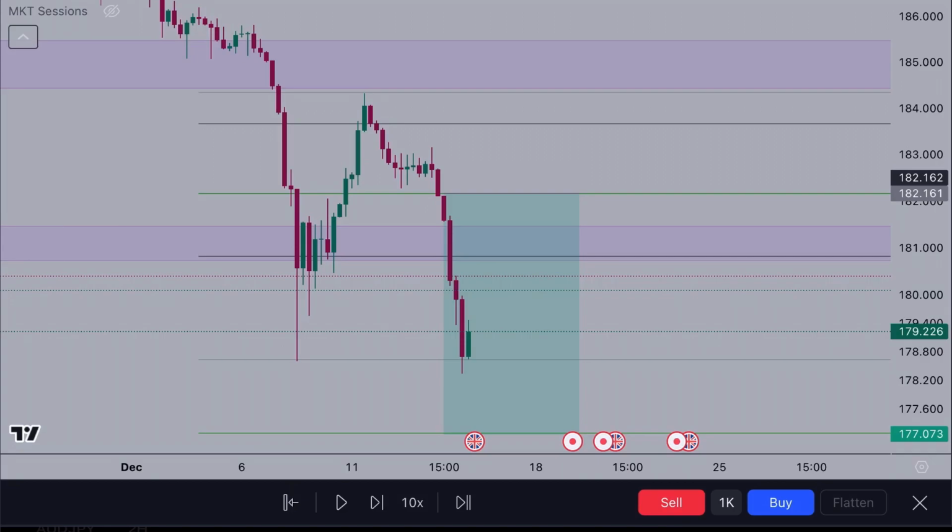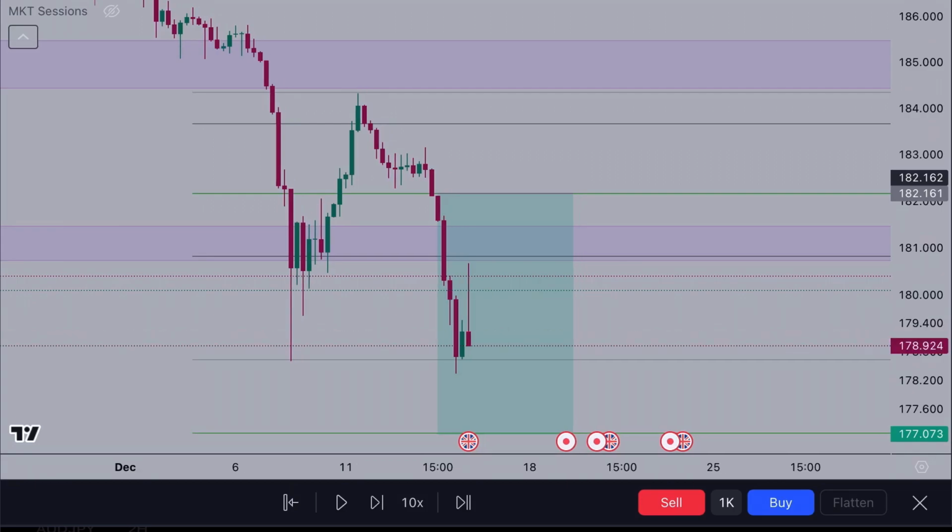I actually just closed the whole trade on my funded account, but I'm still in it on the 5K challenge that you guys can see right here. And I didn't take this one on my private account, so I only took it with my funded and with my challenge account. Now let's play further.